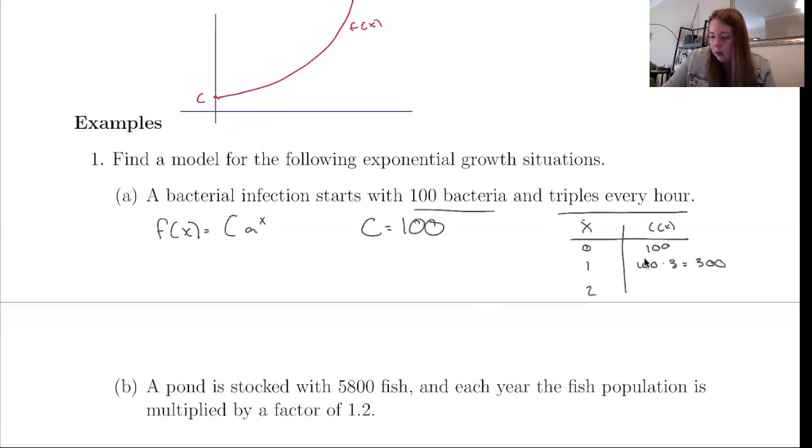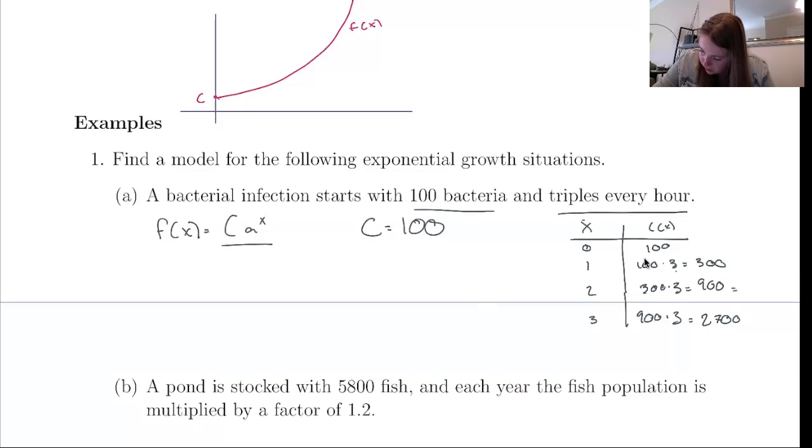Now, after 2 hours, it'll triple again. After 300, now we're at 900. And then it will just continue on. 900 times 3 should be 2,700 and so on. That's what we're saying, it triples every hour. So how can I use this type of function? What do we think a is? Look at this: 100, and then when x equals 1, it's 3 times 100.